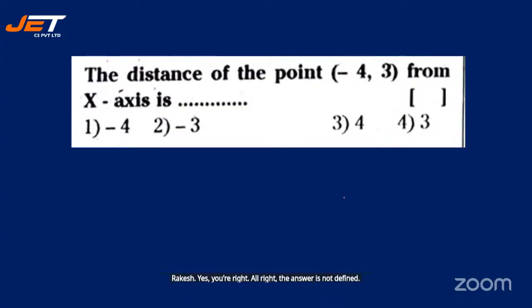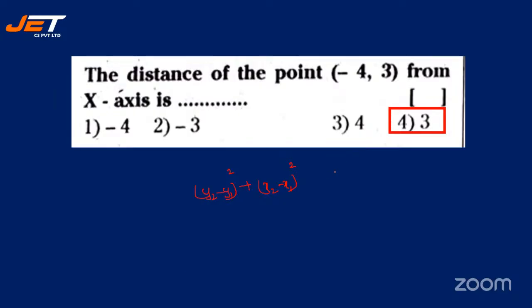See the next question. The distance of the point -4, 3 from x-axis is dash. Right? So you can use the distance formula: y2 minus y1 the whole square plus x2 minus x1 the whole square. So 4 square plus 3 square, 16 plus 9.